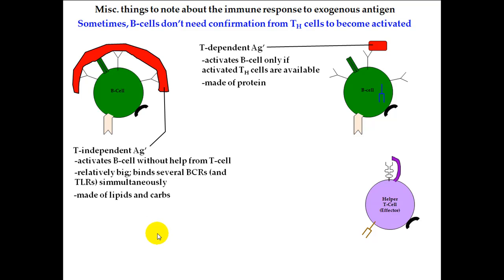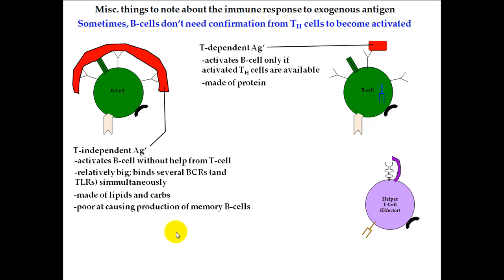Another thing about T-independent antigens is that they tend to be made of lipids and carbohydrates. So for example, the capsule. You might remember that bacterial capsules are made mostly of sugars, which is a type of carbohydrate. So capsules tend to be T-independent antigens.